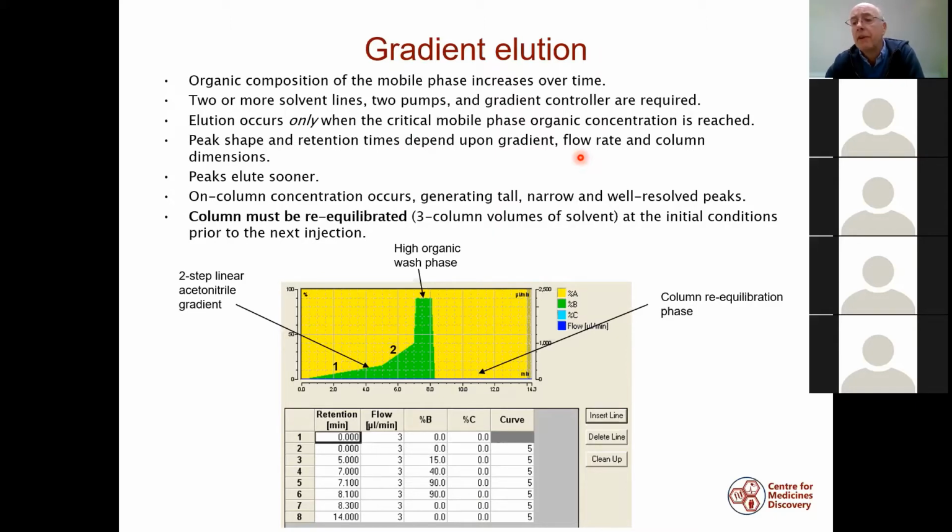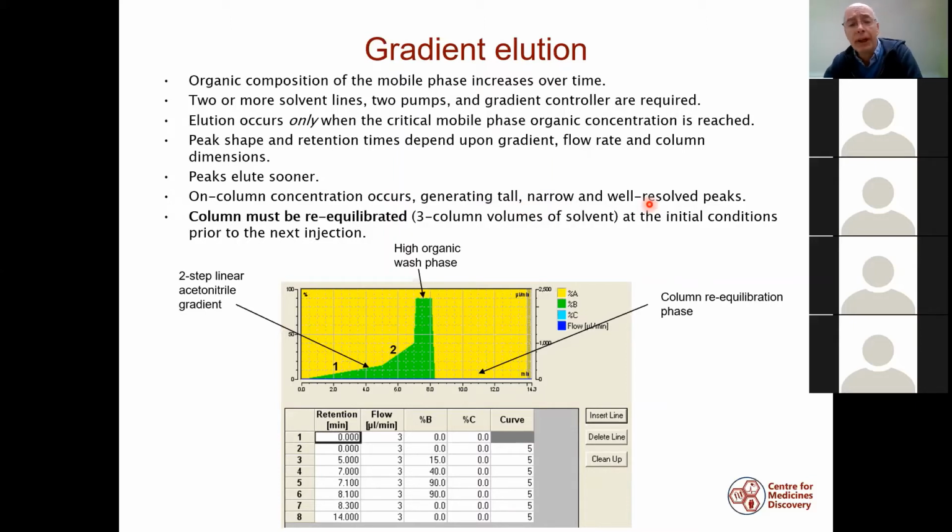We also have a very, very useful phenomenon, which is known as on-column concentration. What happens is you can inject your sample in a very large volume, quite dilute, and all of it will bind to the column. And when you reach the critical organic concentration, it will all come off in one sharp peak. This is very useful. So this will generate tall, narrow, and well-resolved peaks.